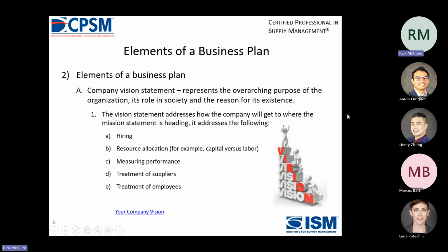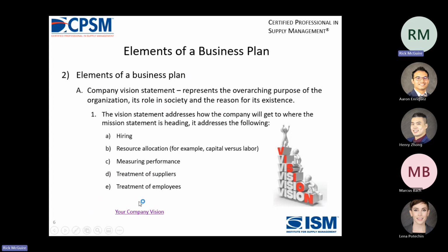And now we go into a business plan. But first, they're going to talk about missions and visions and all that good stuff. So the company vision represents an overarching purpose of the organization, its role in society, and the reason for its existence. It's a little bit different than the mission. The vision statement addresses how the company will get to where the mission statement is heading. And it addresses the following: hiring, resource allocation, treatment of suppliers, employees, etc.